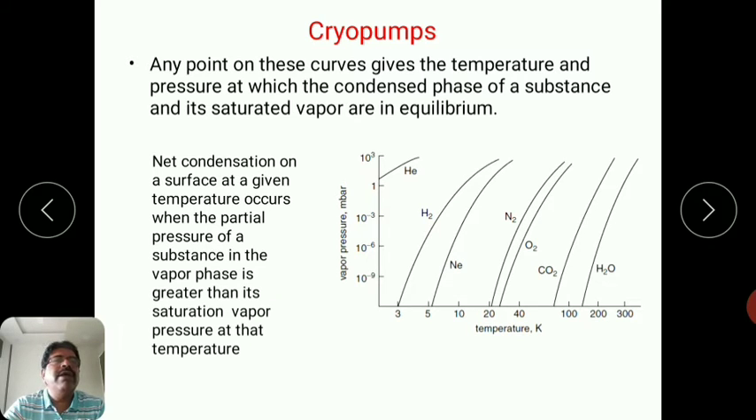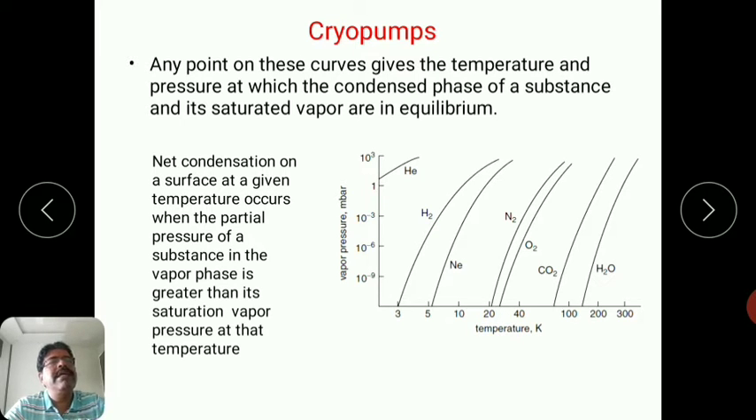Here is one graph, a representation of the variation of vapor pressure with respect to temperature. You can see on the y-axis we have vapor pressure, and on the x-axis we have temperature in degrees Kelvin. The curves for different types of gas molecules are shown here: H2O, water vapor, then CO2, O2, N2, neon, H2, helium, and so on.